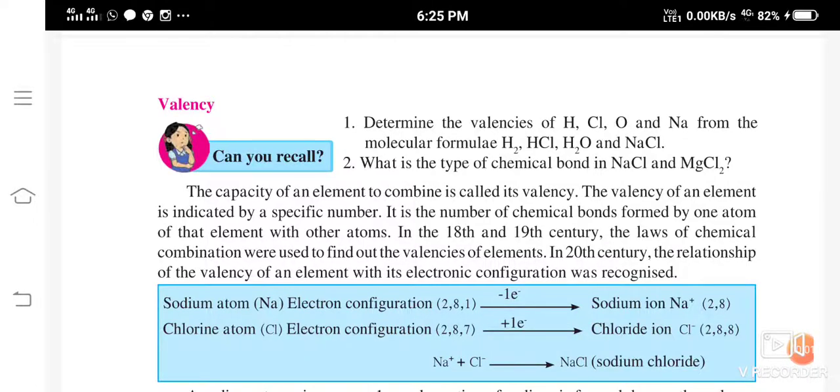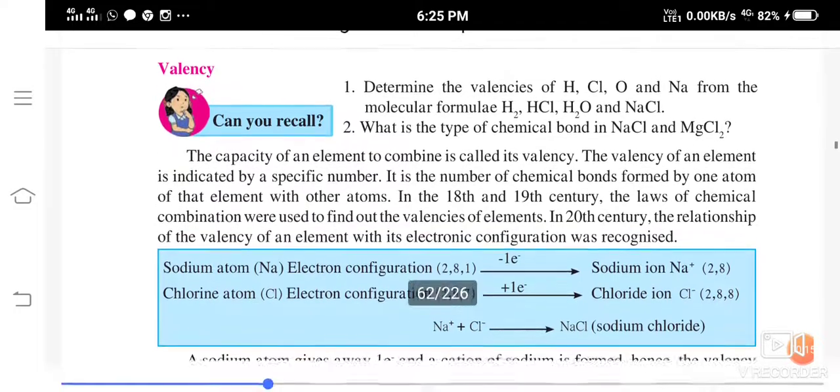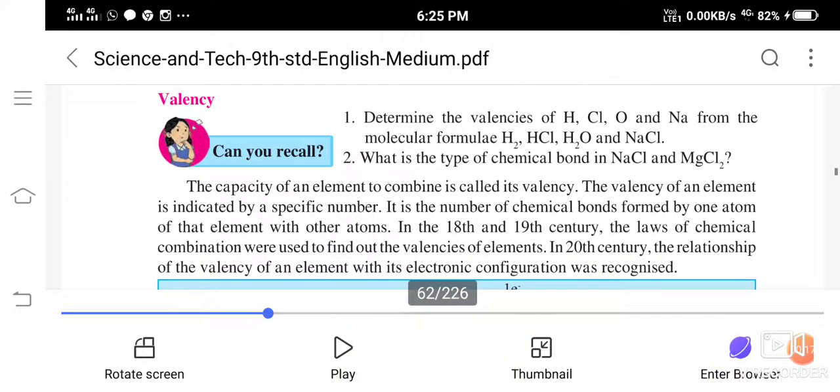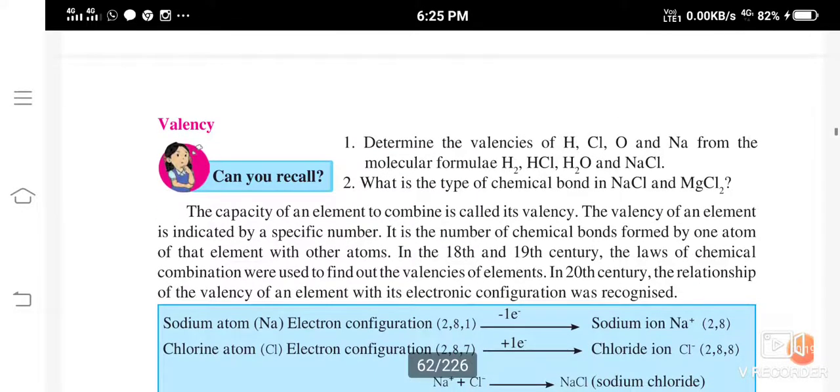Students, in the last video, we studied what a mole is, that is the concept of mole, and what the Avogadro number is. Now, let us try to understand valency in this video. You have studied something about valency in your previous classes, so let us study further.